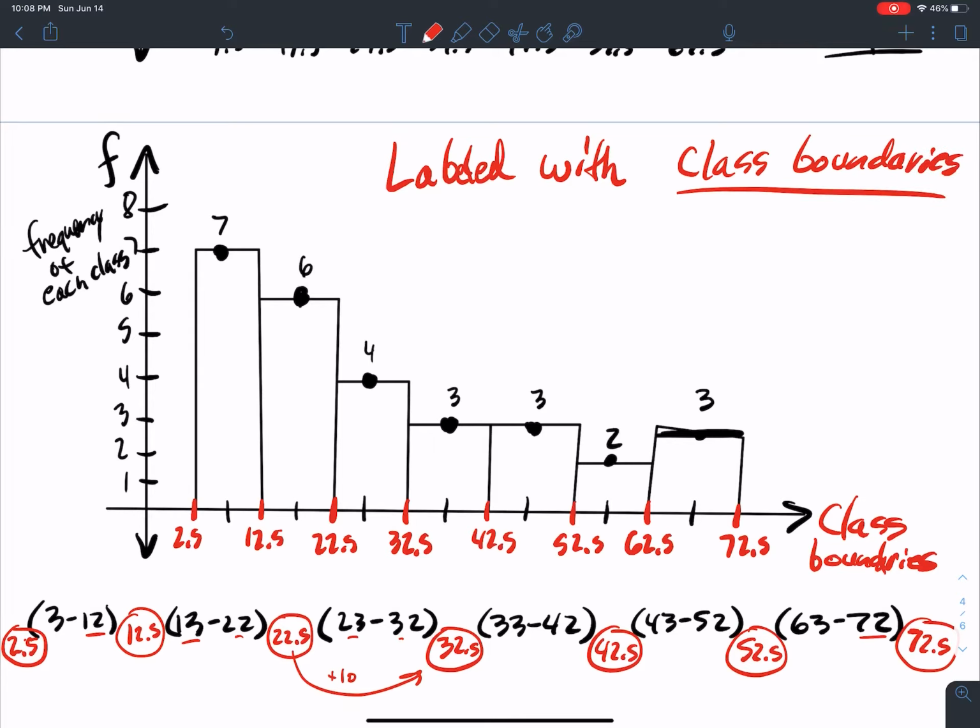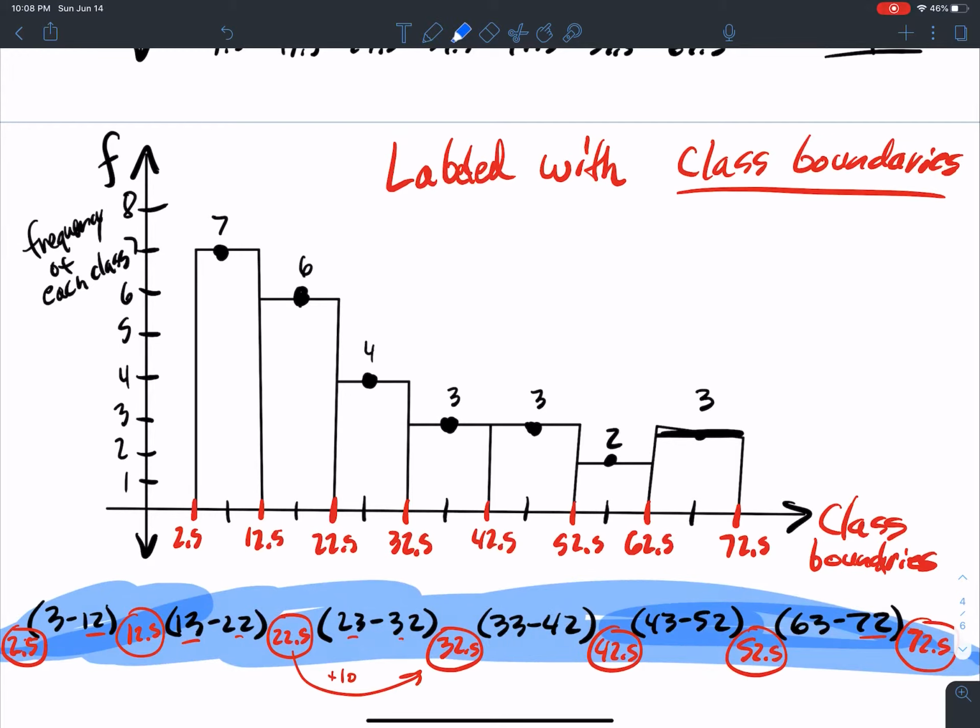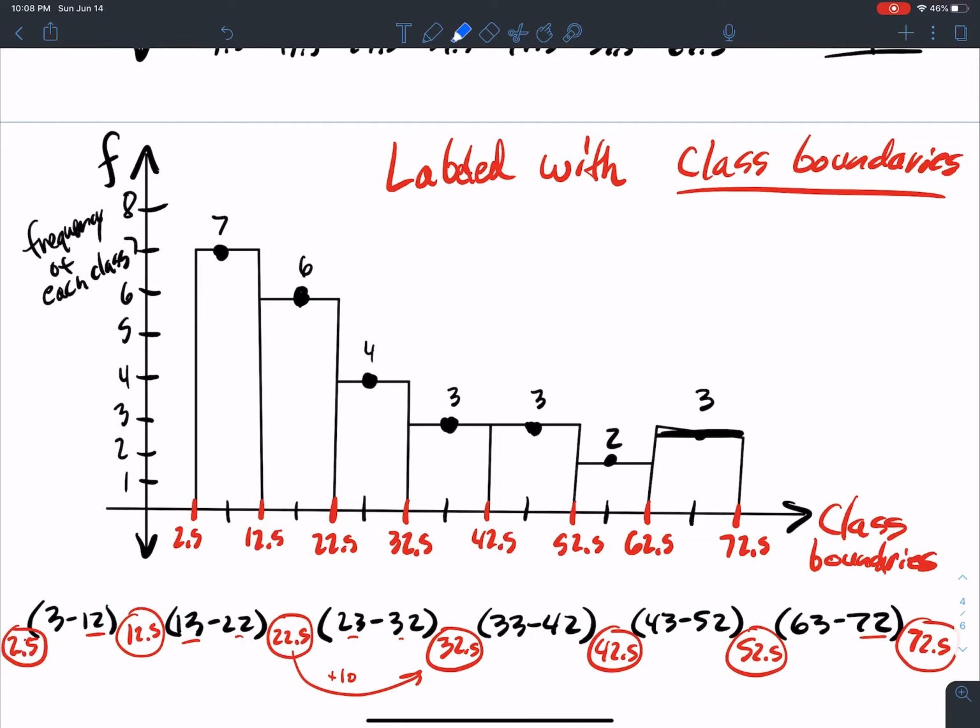Okay, labeled with class boundaries. Now there is a formula, but to me personally, I think it's easier to just line them up like this and then write the numbers that are in between. That's my personal preference, but there is a formula.